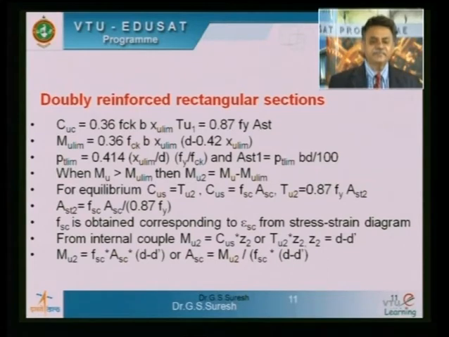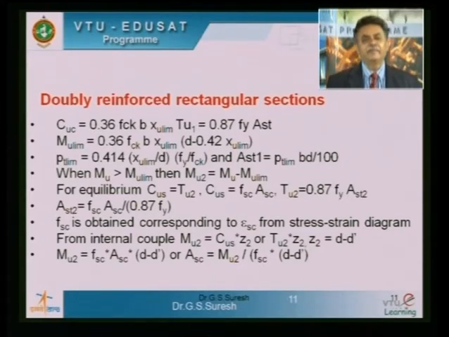First, I have calculated for the limiting singly reinforced section, that is the balanced section, as CUC is equal to 0.36 fck b into xu limit, and TU1 is 0.87 into fy into Ast1. Ast1 is the limiting steel. So you can calculate xu limit from this. Already I have shown you how to calculate this. Mu limit is given by Cu into lever arm, that is 0.36 fck b into xu limit into the lever arm, which is d minus 0.42 xu limit.